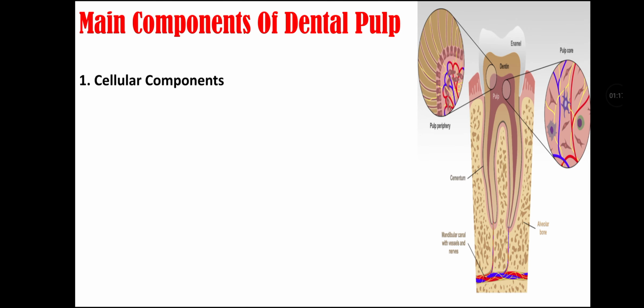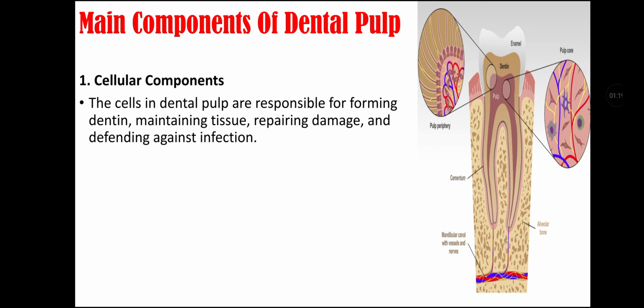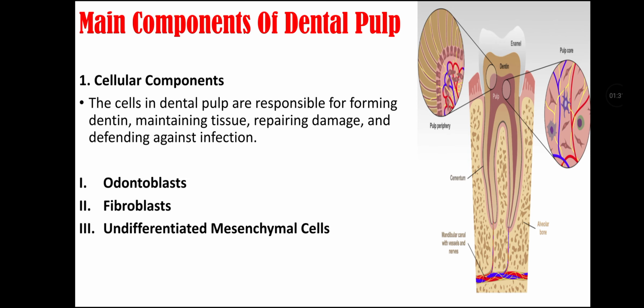So first component of dental pulp we have is cellular components. They are basically cells in the dental pulp that are responsible for forming dentine, maintaining tissue, repairing damage, and defending against infection. They include odontoblasts, fibroblasts, undifferentiated mesenchymal cells, immune cells, and other cells. Now let's talk about these in a bit.